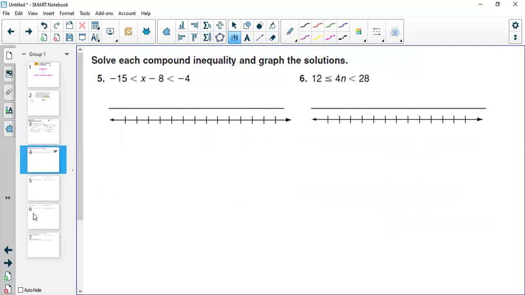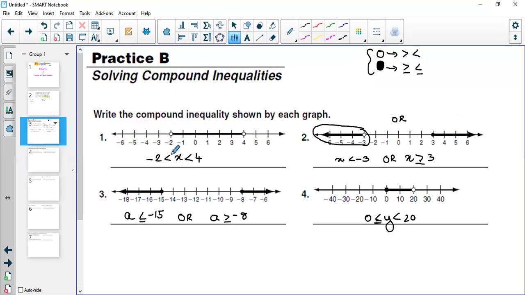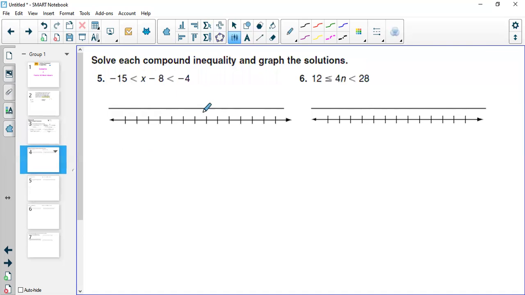Alright, now let's move ahead and solve these compound inequalities and then graph the solutions. Now this is another kind of compound inequality. The compound inequalities we wrote here have already been solved and graphed, so we just had to write the compound inequality, but here we have to solve and then graph the inequality.